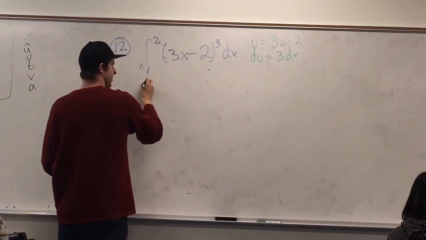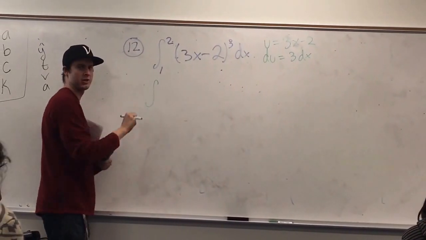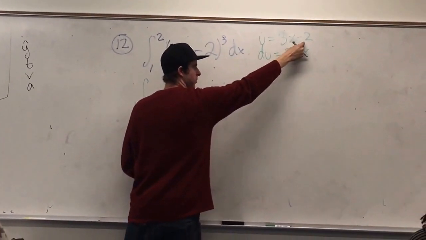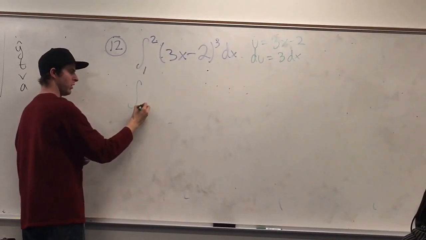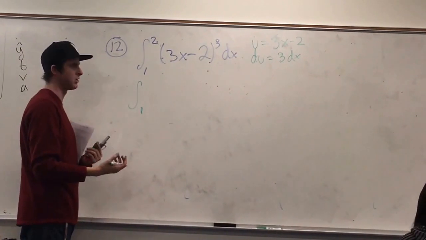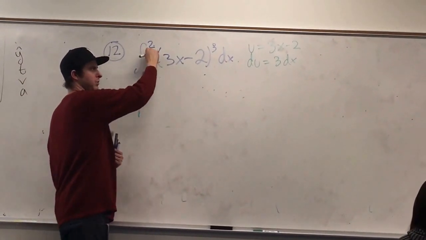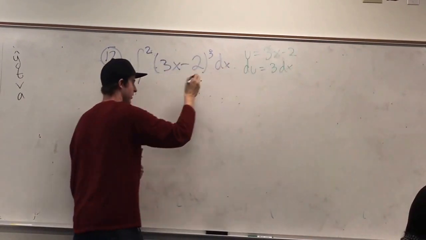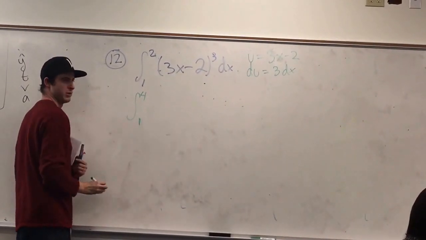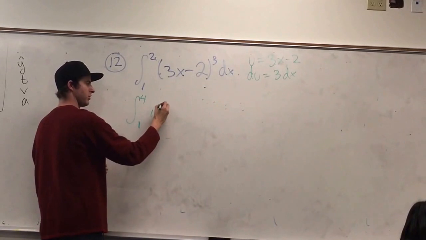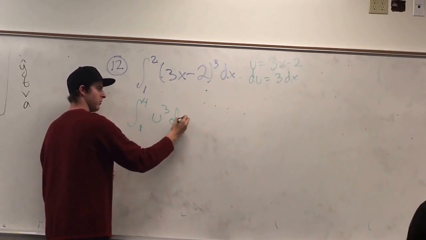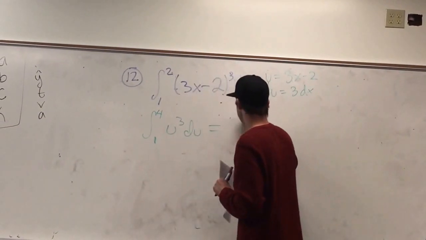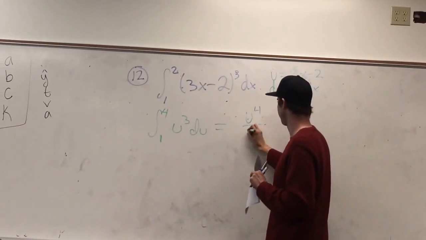That makes this the integral. We're going to change our endpoints. Plug in 1. 3 times 1 is 3, minus 2 is still 1. So even though I changed my endpoint, that one didn't change. When I plug in 2, 3 times 2 is 6, minus 2 is 4. So the top one did change. Of u cubed du. What's the integral of u cubed? U to the fourth over 4.